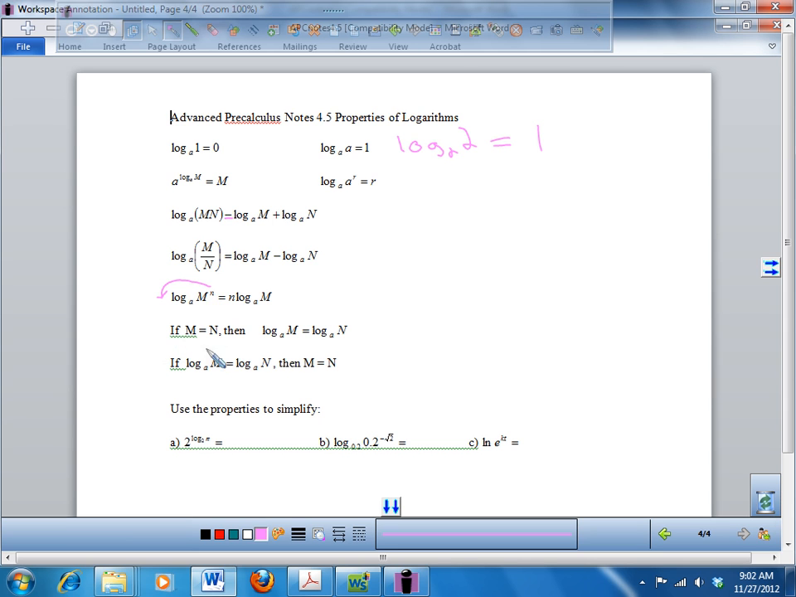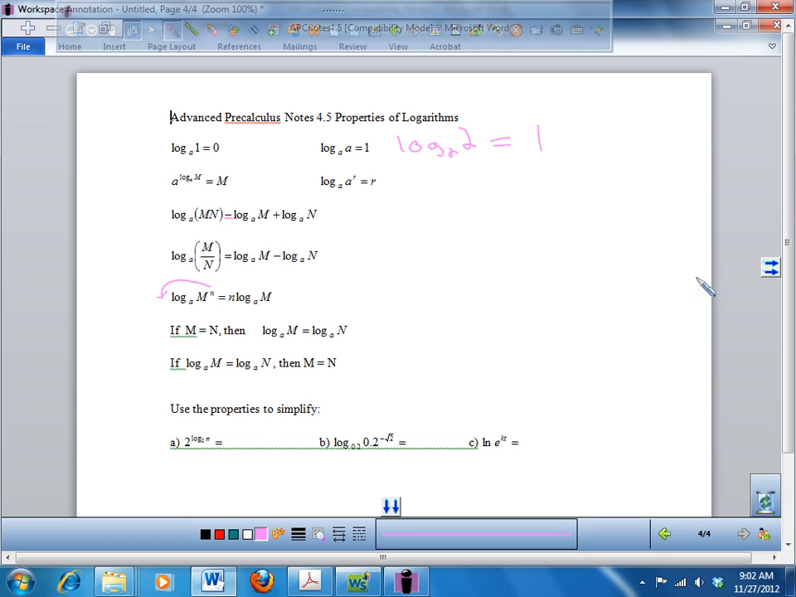Okay? If m equals n, then the log base a of m equals the log base a of n. Basically, that's the rule that allows you to take the log of both sides. Okay? And same thing goes in reverse. If log base a of m is equal to log base a of n, then m must be equal to n. And this is very useful for solving logarithmic equations and stuff.